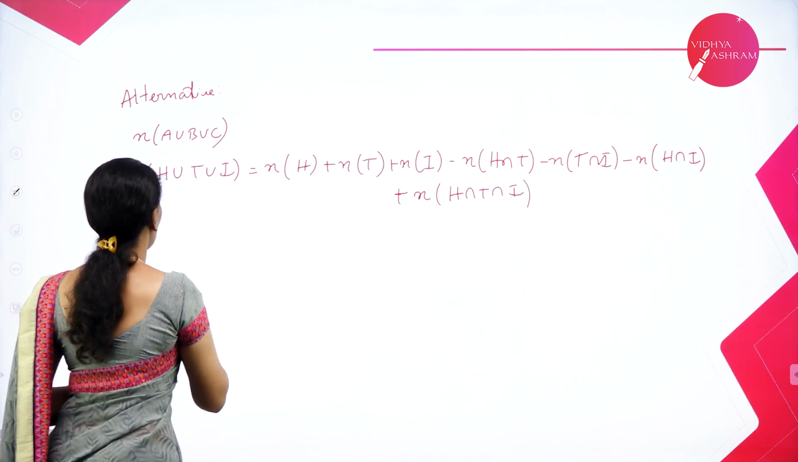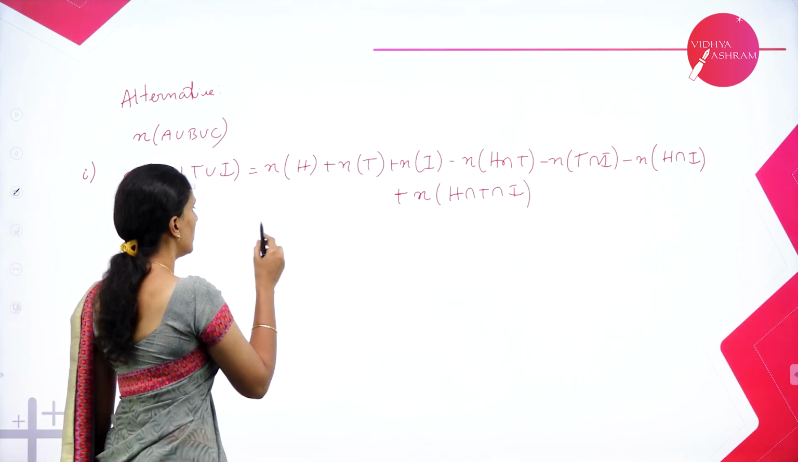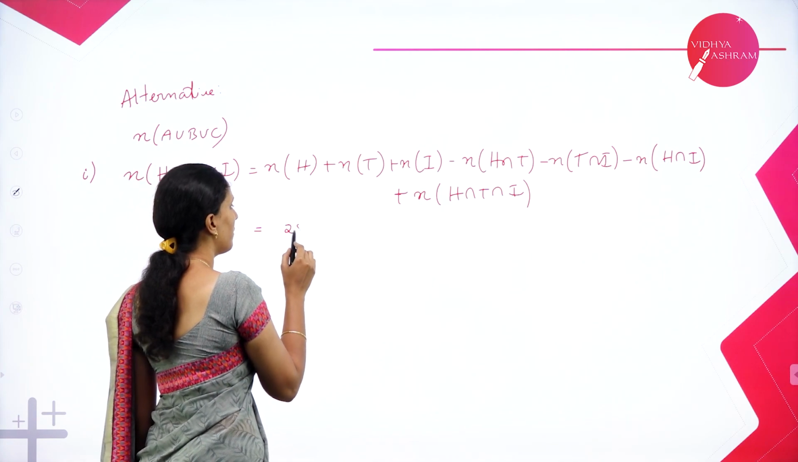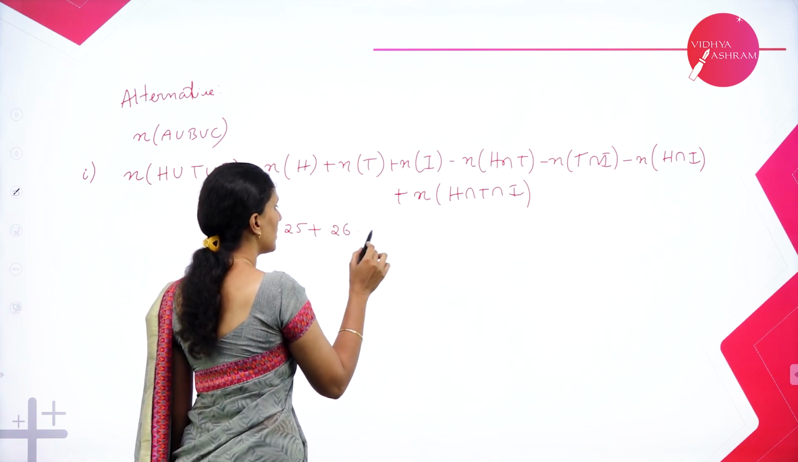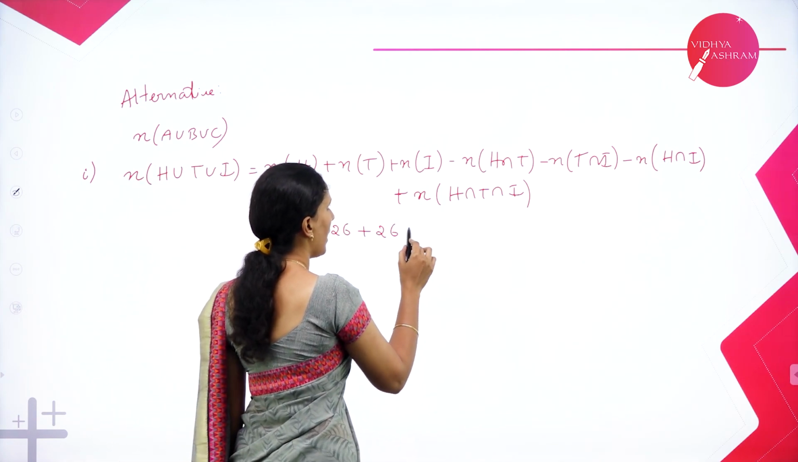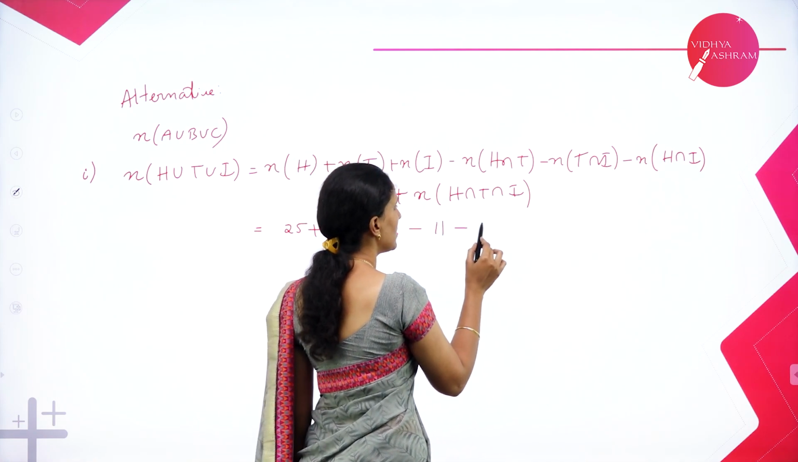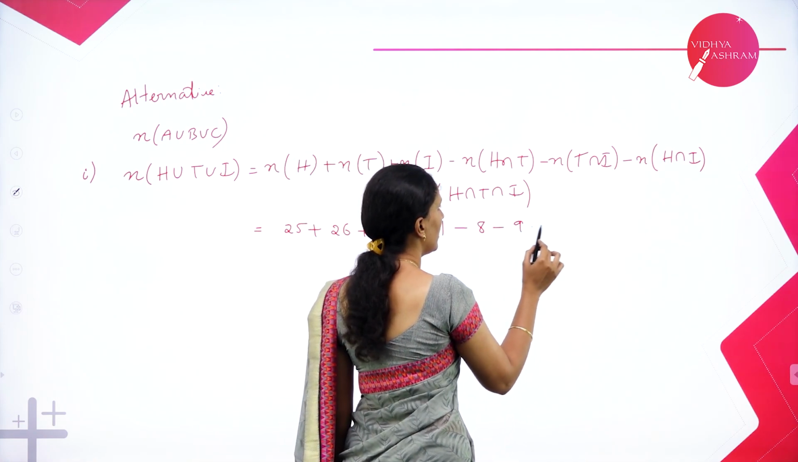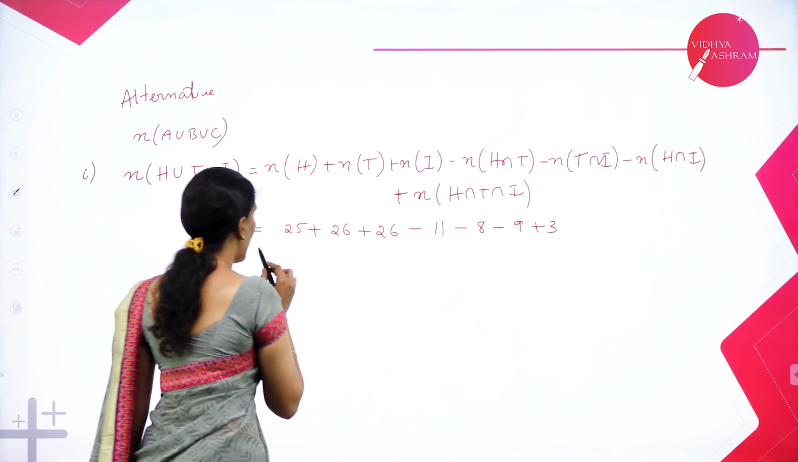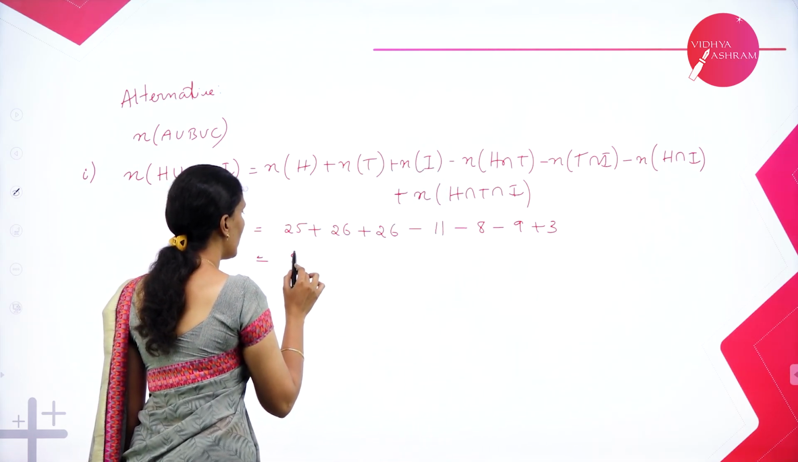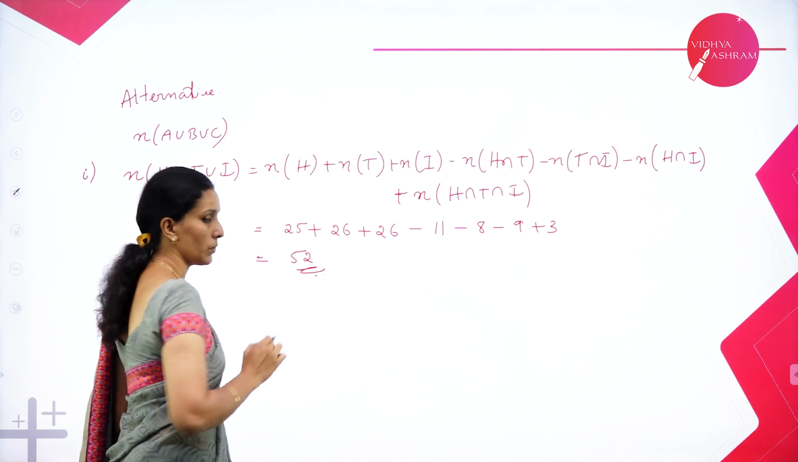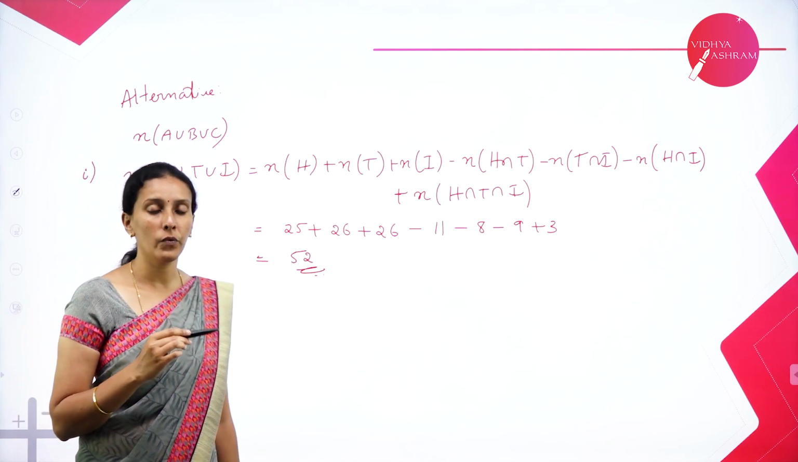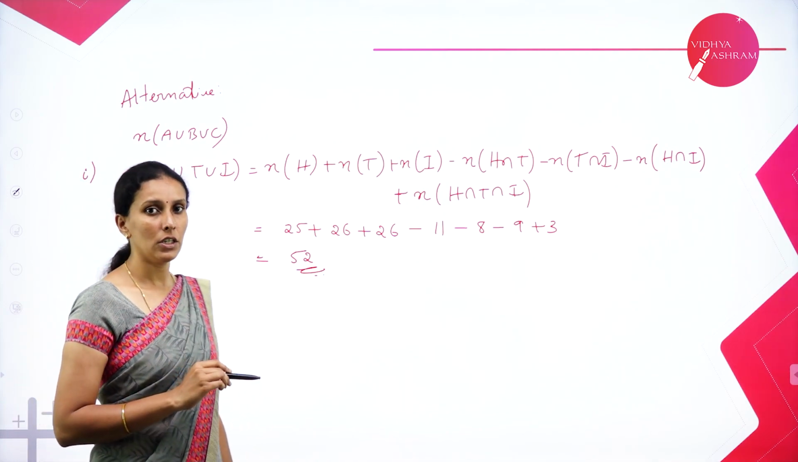So using the formula for the first one here, this can be written as 25 plus 26 plus 26 minus 11 minus 8 minus 9 plus 3. So when you evaluate this, you will get the total value as 52. That is, there are 52 people who read any one of the newspapers.